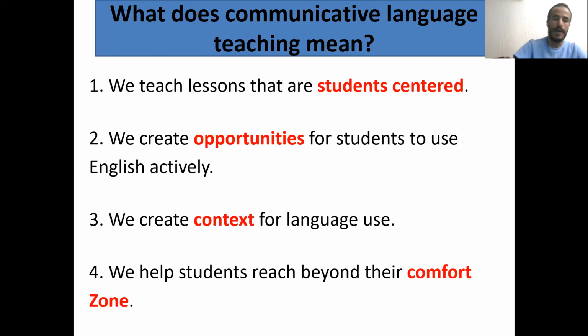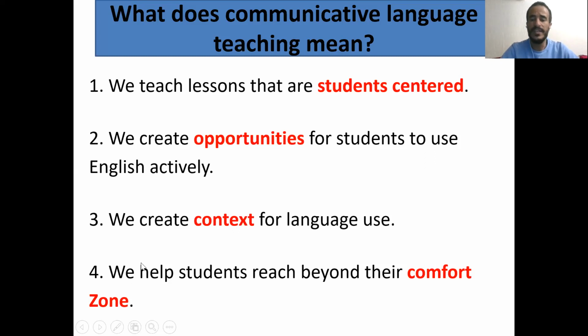All right. Now, number two, we create opportunities for students to use English actively. Communicative activities, real life situations, doctor, patient, servant, customer, etc. When you go to the restaurant, waiter, and you, the customer. So real life situations.